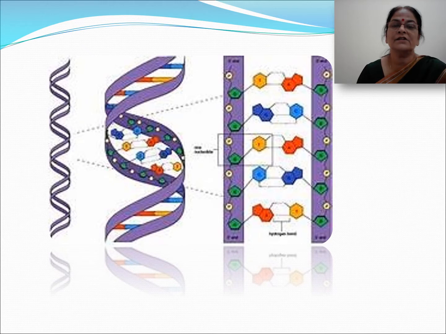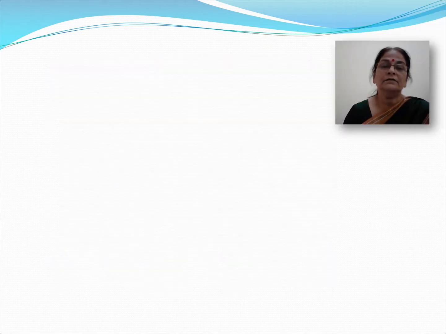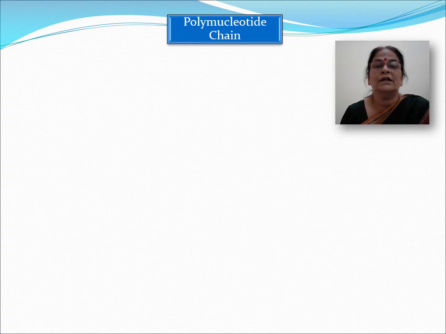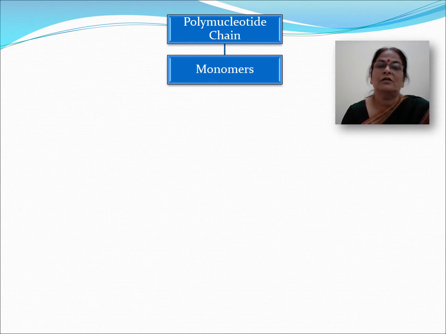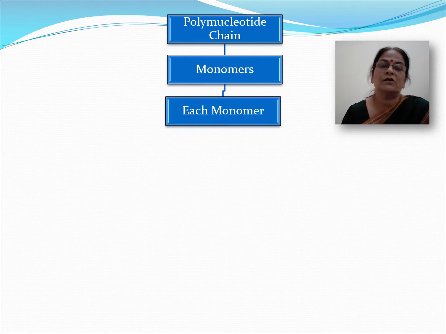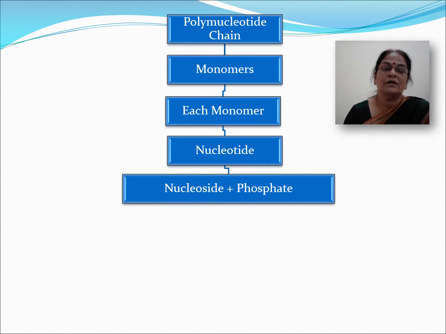This is the ladder-like structure having this backbone of sugar and phosphate, and this structure having nitrogenous bases. When this coils, this looks like this. Again it coils around an axis, gives a double helix to the structure. Now, if we see the polynucleotide chain, which is formed of monomers, each monomer is called a nucleotide. A nucleotide is made up of a nucleoside and phosphate.